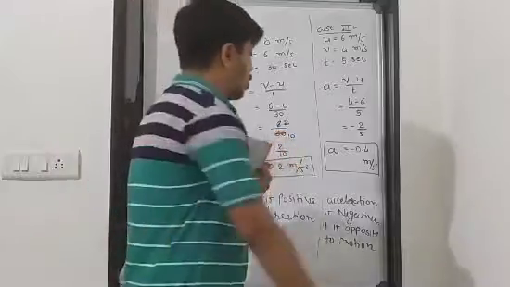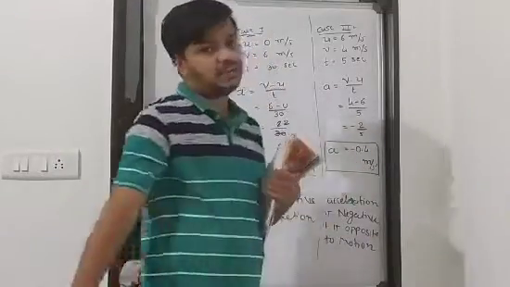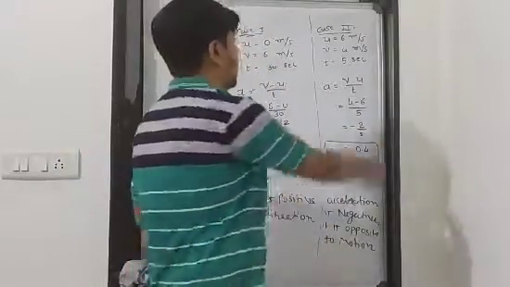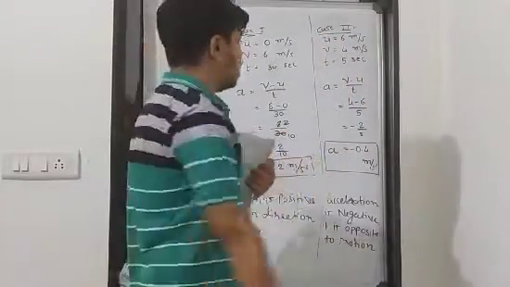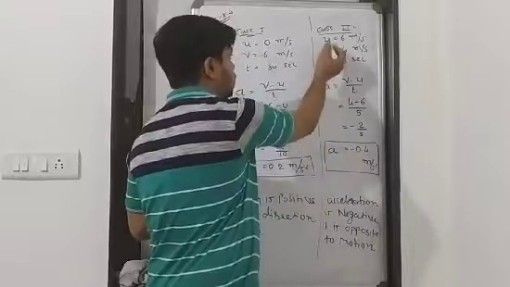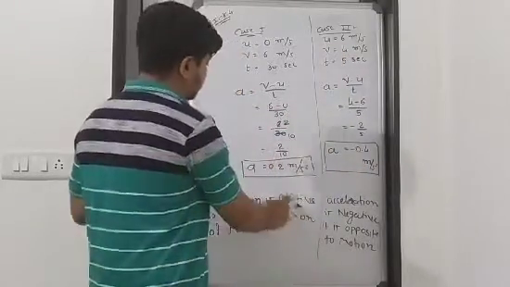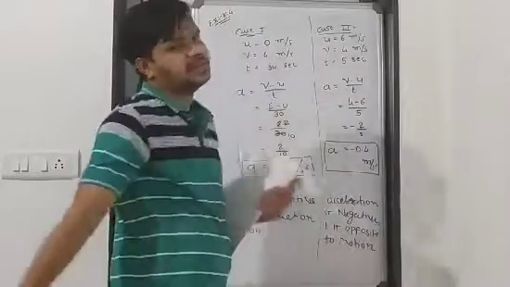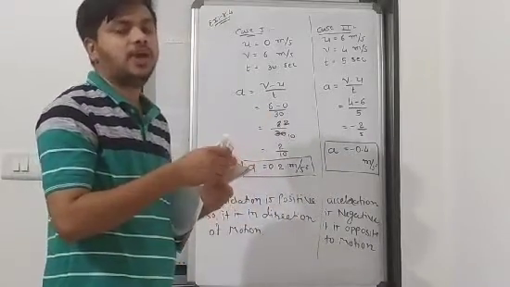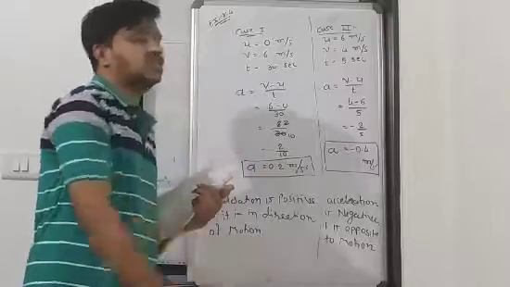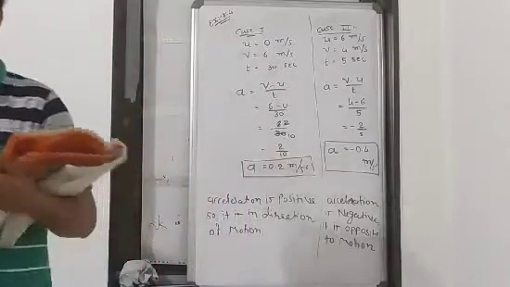Or you can say that a negative value shows that the initial velocity is higher than the final velocity. If it is negative, then u is higher than v, and if it is positive, then u is less than v. So here is your example number 8.4. Just watch it for 2 to 3 seconds.